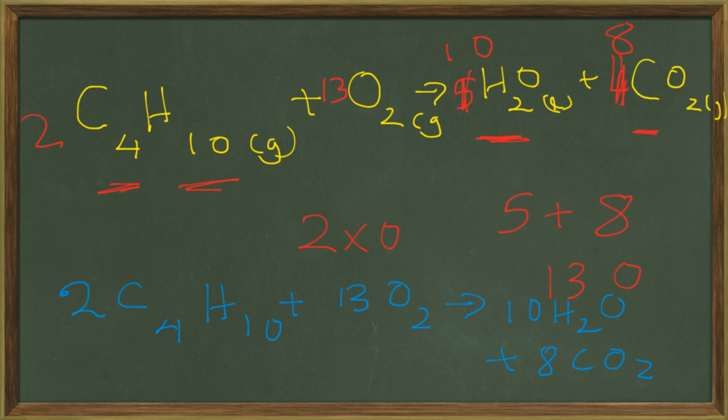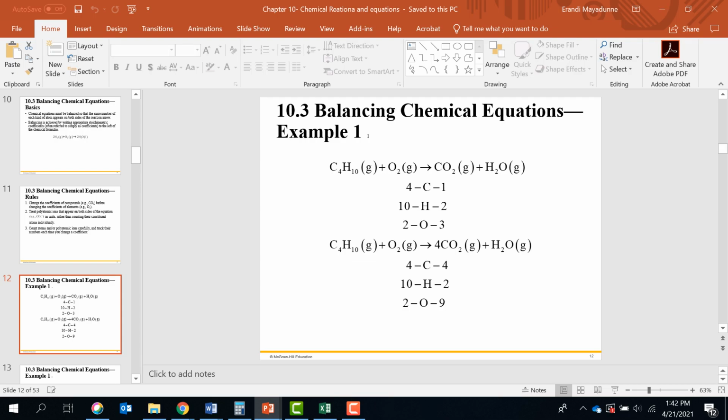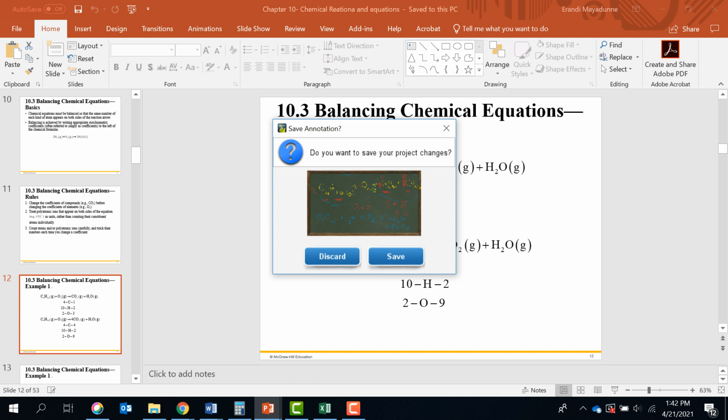It's 10 and this is 10, right? Oxygen 10 and it's 26. Now it's balanced. So you see how we balance the equation. You have to balance the number of atoms in the reactant side should equal to the number of atoms in the product side. So that's how we balance the equation.